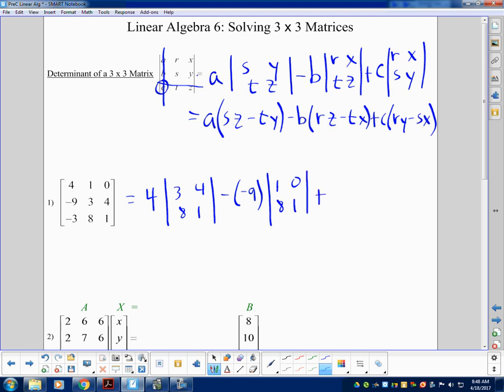And then plus negative 3. And then the determinant left over is 1, 0. Yep. Positive, negative, positive. So 3, 4. And then we could calculate the value.